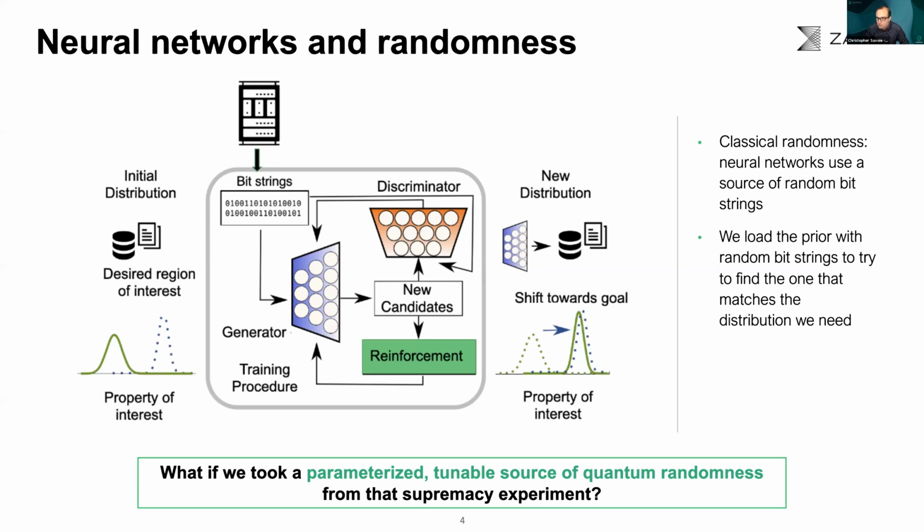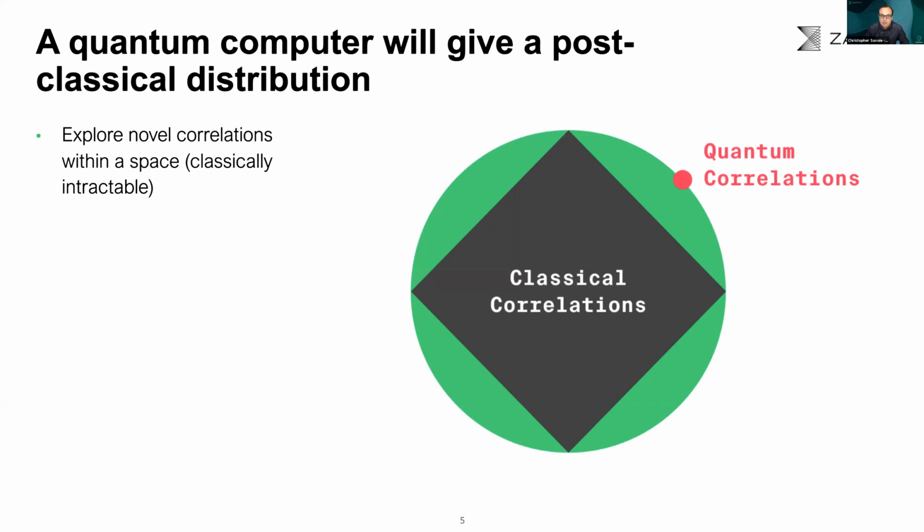But if you could use that source of randomness in a quantum distribution, perhaps that could be very useful in this practical application, which is machine learning. So the idea would be, can you find correlations in your data using that distribution, correlations that are a superset of what you can see classically?